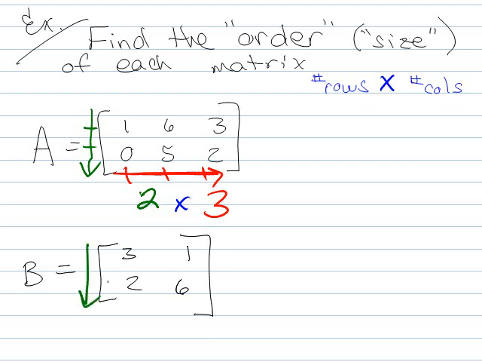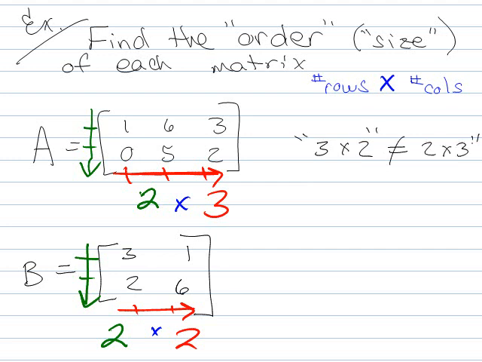So we're going to go down. It's a 2 by 2. Now, it's very, very important. A 3 by 2 does not mean the same thing as 2 by 3, right? Because a 3 by 2 has 1, 2, 3 rows and 2 columns. A 2 by 3 has 2 rows and 3 columns, okay?